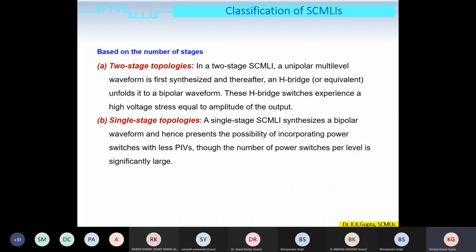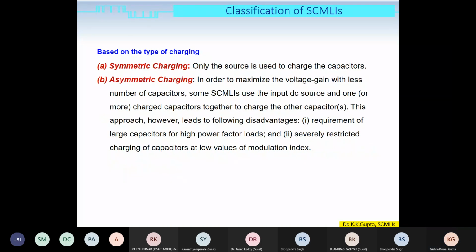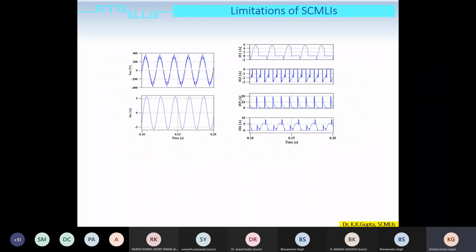So we can classify these converters based on the number of stages. In two-stage topologies, like we have an H bridge, the voltage stress increases. In single-stage topologies, the voltage stresses are less, but the number of switches is normally more. Symmetric charging and asymmetric charging is another way you can classify these topologies. I have described it.